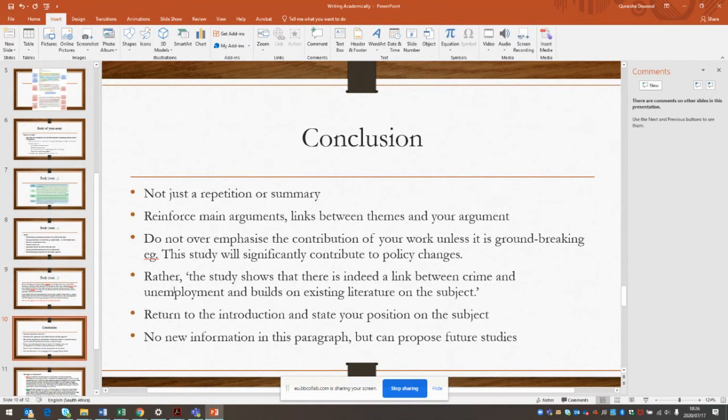Return to the introduction and state your position on the subject. Look at your introduction and ask yourself, have I done what I said I was going to do? Have I answered the topic? Have I shown my position? Okay, and have I done my research? No new information needs to come into the conclusion, but you can propose further studies, like I've done here.